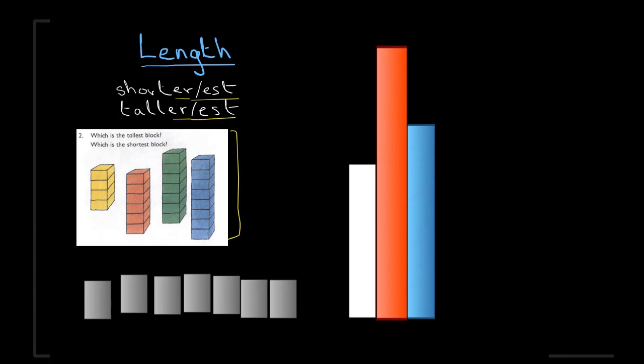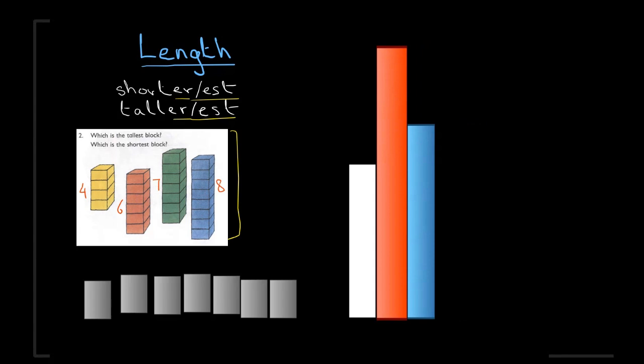If I count the yellow ones, there are 4 blocks. If I count the red, 1, 2, 3, 4, 5, 6, there are 6 blocks. If I look at the green, 1, 2, 3, 4, 5, 6, 7. And if I count the blue blocks, 1, 2, 3, 4, 5, 6, 7, 8. So now you can clearly see that the yellow is the shortest and the blue is the tallest, and you can also put them next to each other. So before you count, you put them together and show them that the yellow is the shortest and blue is the tallest, and then you also do it through counting.